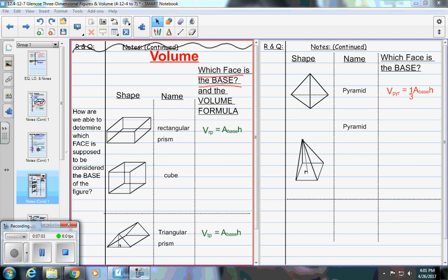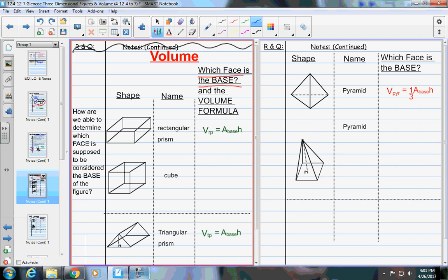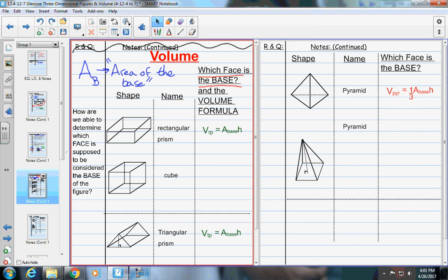So first off, this is mentioned a little bit later on in the note, but let's talk about what A subscript B stands for. A subscript B stands for area of the base. So to find these volumes, we're going to need to know which one of the faces is considered the base. And we get misled by using this word base because we always think it means the bottom. But the base is not going to always be the bottom on these prisms. Sometimes it's just better to draw them one way rather than another.